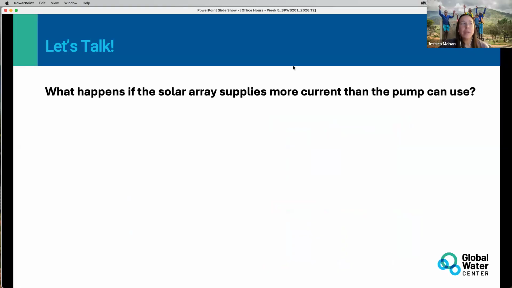Okay, so this is the one that we've had more questions on. So what happens if the solar array supplies more current than the pump needs? Anybody want to share? It's okay. Like I said, this is the one we've had the most questions on. Zerahun, yes, please.